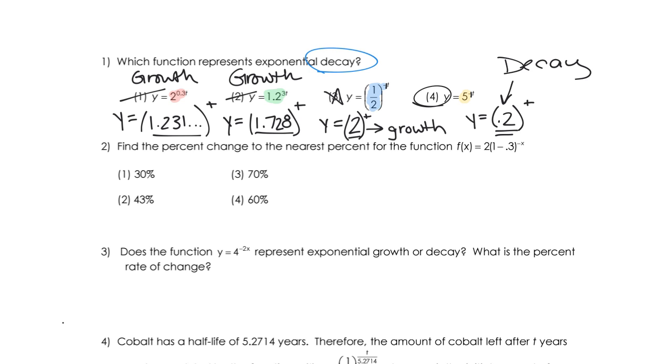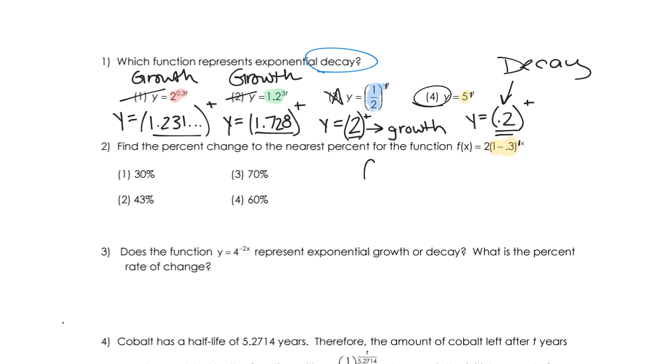Number 2 says find the percent change to the nearest percent for the function f of x equals 2 in parentheses 1 minus 0.3 raised to the -x. So this one's not really any different. All we have to do is realize that this is our base here. I can tell that all of this is my base since it's grouped in parentheses, and my exponent isn't just an x, it's a -x. And so I have to realize that I'm going to need to raise that base to the -1st power.